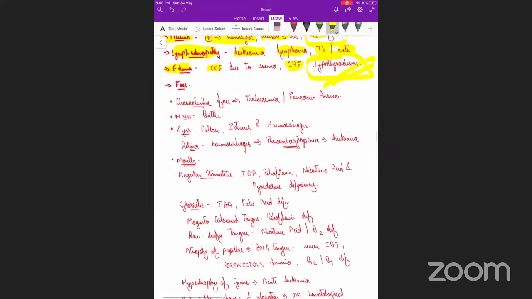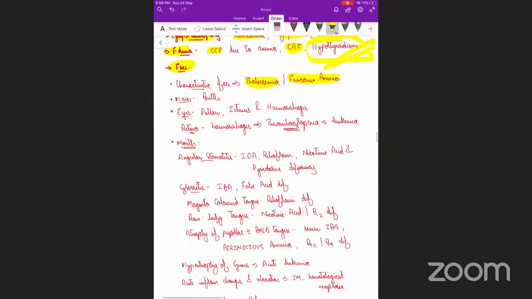Then comes face. What do we look for in the face? Characteristic faces. What is the characteristic face found in thalassemia? Chipmunk facies, very good. Fanconi, what do you see in Fanconi's anemia? Hypoplastic thumb. Yes, Sharanya, very good. Then you will see triangular face, microcephaly, all these things. That is very evident from this.